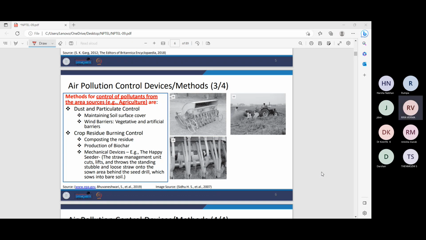So what alternatives we can go for: first is composting the residue. Whatever residue is left in the field, we can compost, and that way we can get a huge amount of manure, and this compost can be further used in the fields as manure. Then we have production of biochar. We can also produce biochar from them, and then it can be used as an adsorbent.